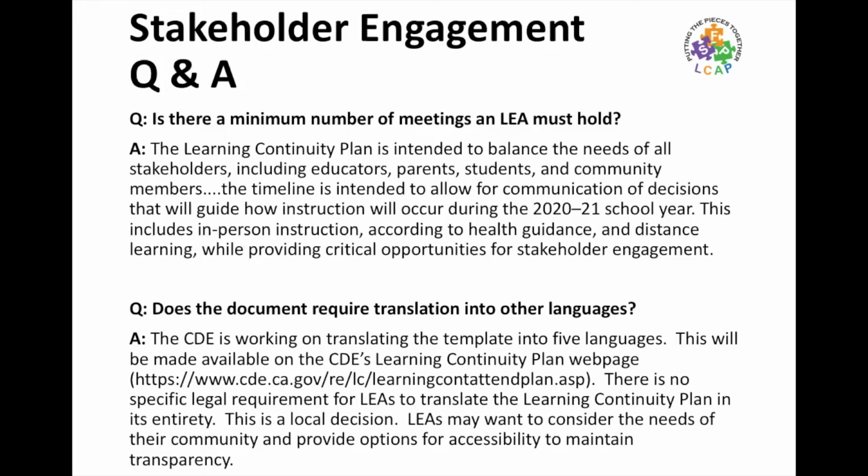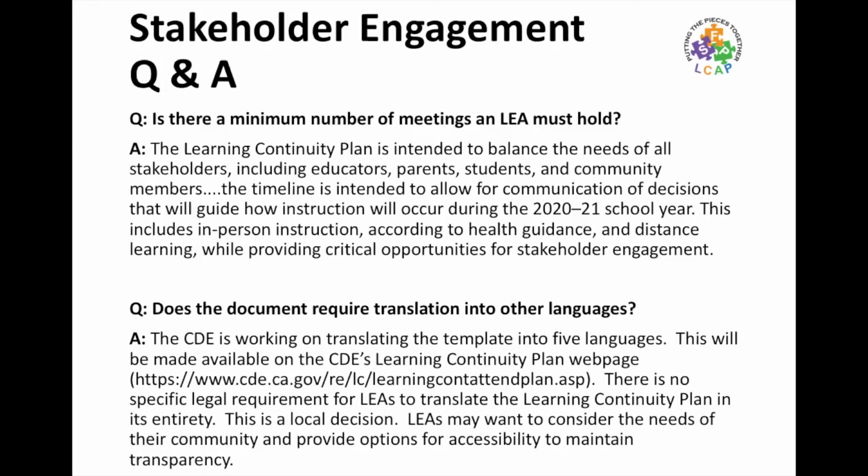And so although there is not a minimum number of meetings that must be held, the question may be, how many meetings will be necessary to cover the required components of in-person instruction, distance learning, and all the other sections of the learning continuity plan, and also to provide the critical opportunities for your stakeholder engagement.